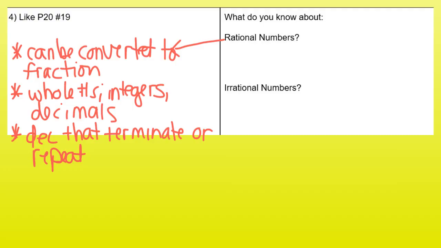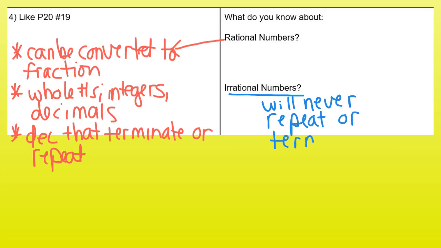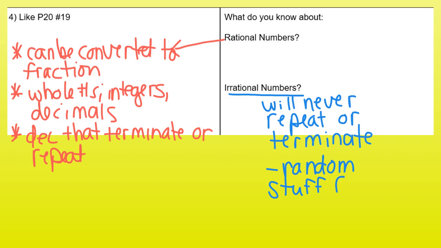All right, let me change my colors and we'll talk about irrational numbers. Irrational numbers will never repeat or terminate. It's just a bunch of random stuff forever. So if you see something that's a bunch of random stuff forever, irrational.